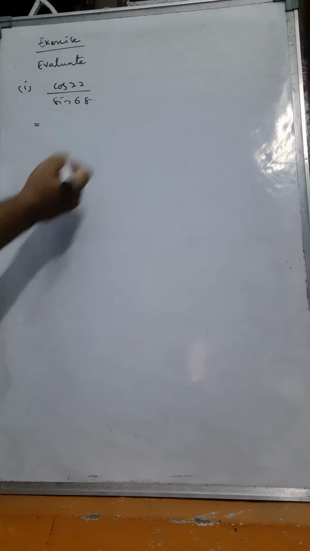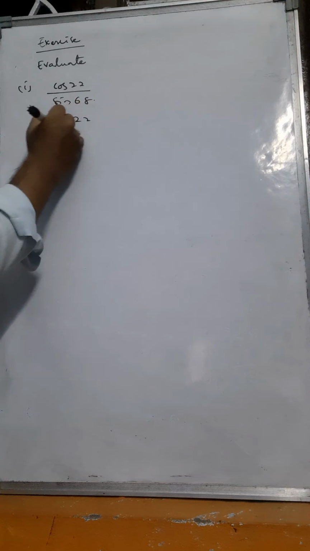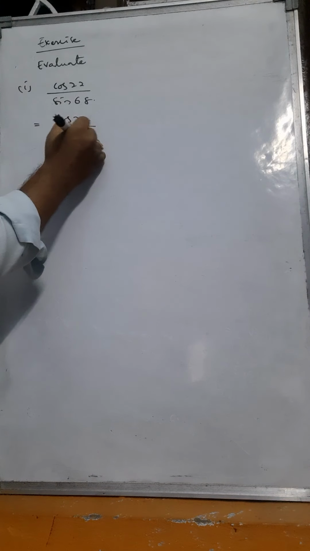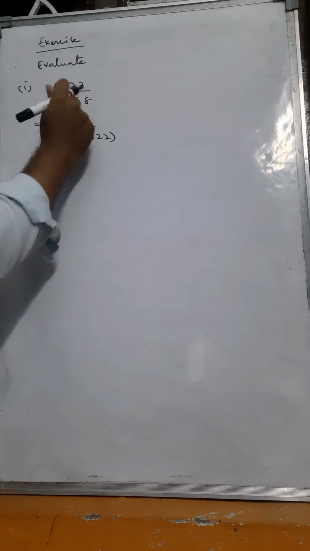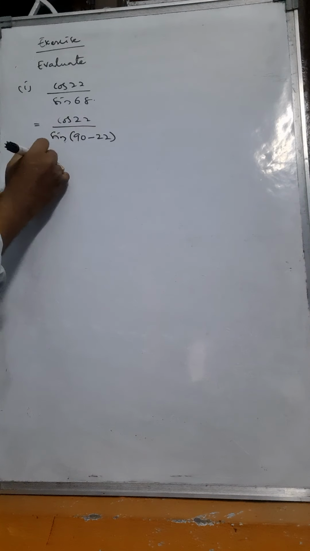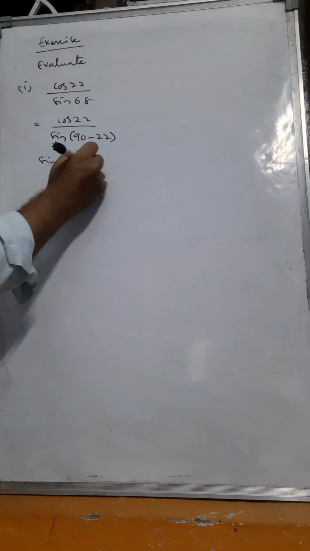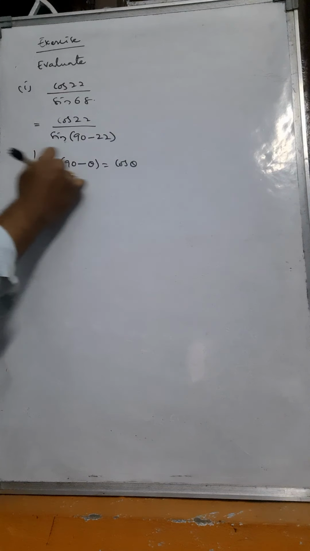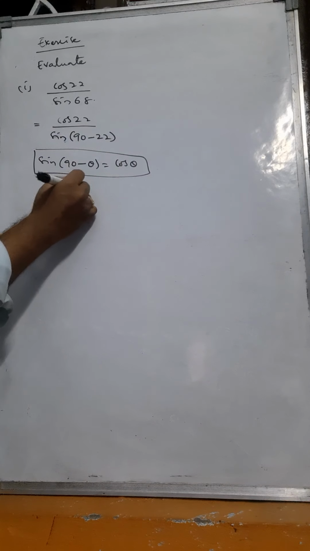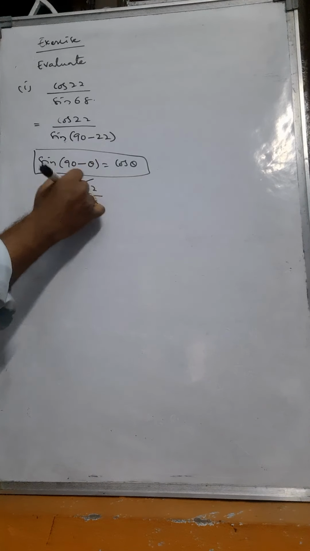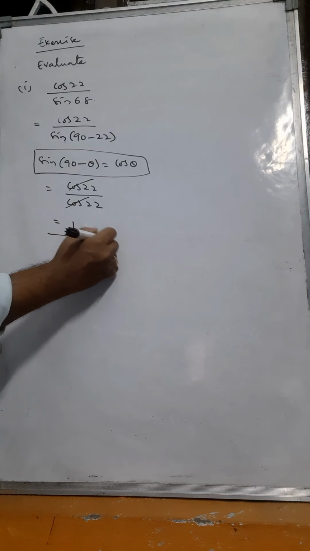So change any one of them. Now I am changing the denominator, cos 22 by sin 90 minus 22. So 68 we can write it as sin 90 minus 22. So we know one of the formulas, sin 90 minus theta is equal to cos theta. So from this we can say that cos 22 by cos 22 will get 1.